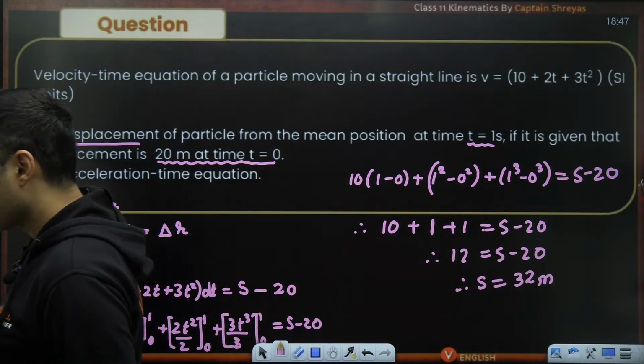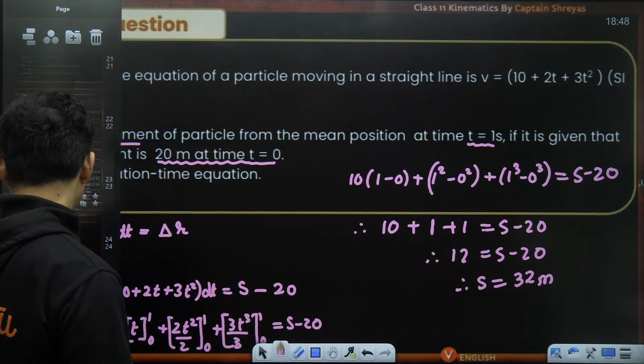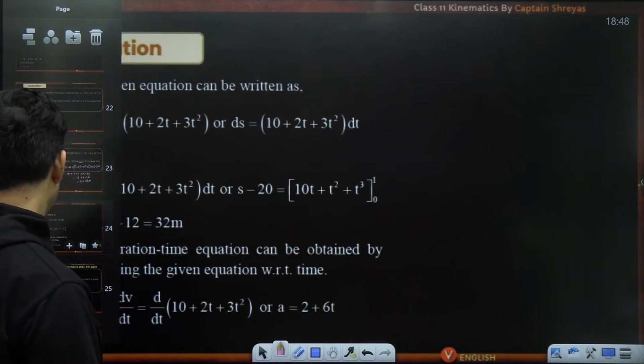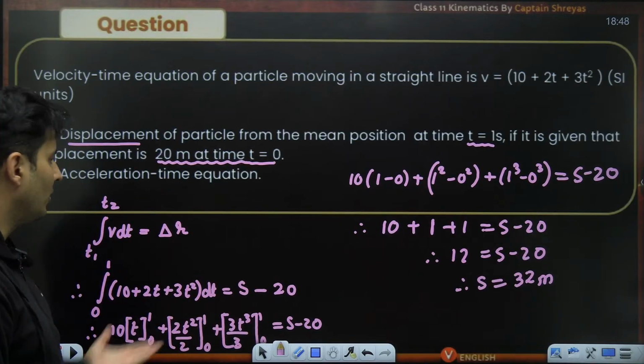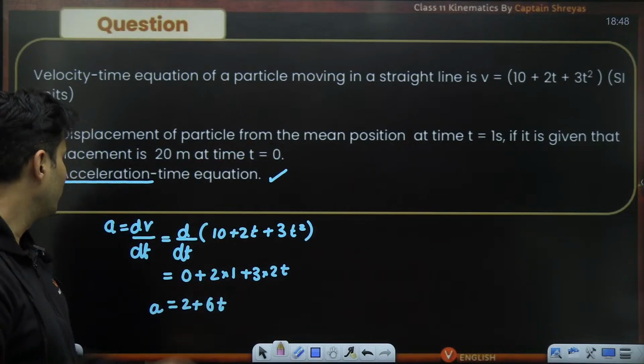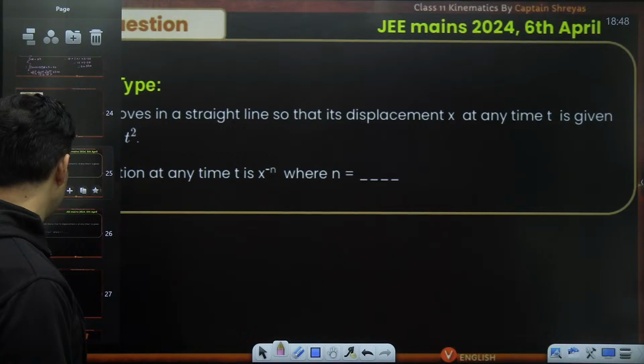Yeah, everyone? Got it, guys? Everybody? 32 meters. That is the answer. Yeah, perfect. 32 meters and 2 plus 60. That's exactly what we got. Cool. Let's do the next question on your screen.